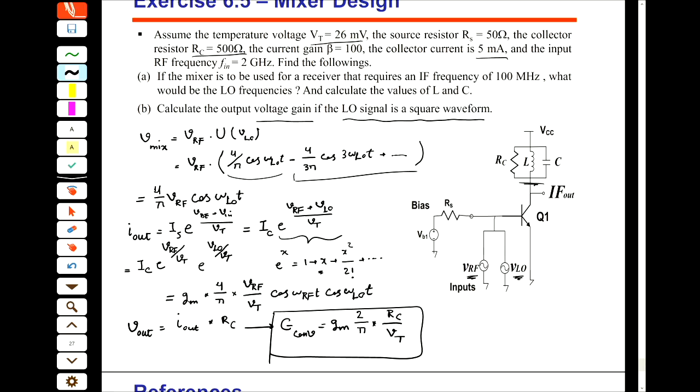So the main thing that you have to see is this one. I mean, we have a one VT here and another VT here. So in this situation, our conversion gain is proportional to 1 over VT squared, not 1 over VT. The dependency on the VT is higher, if we apply a square signal instead of a sine wave signal. All right?